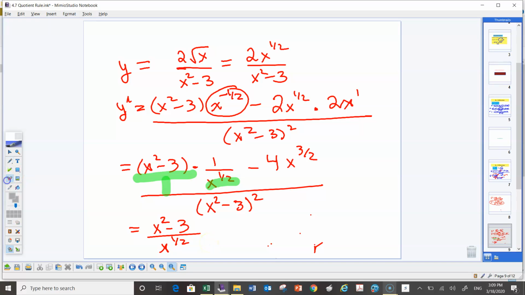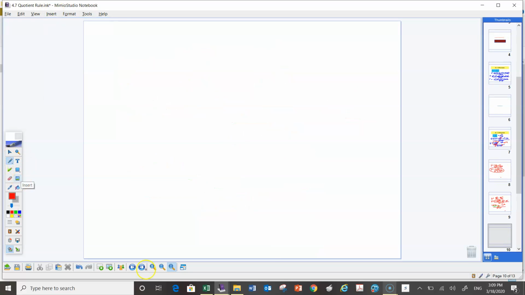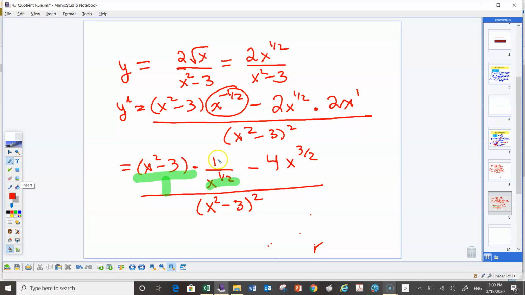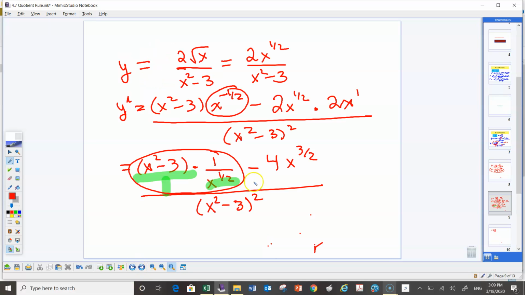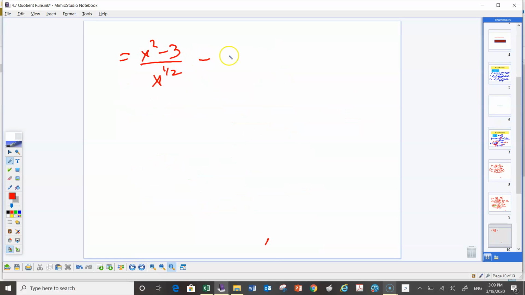And I'm going to run out of room here, so I am going to go to the next page. Sorry about that. So again, when I multiply these together, I'm going to get x squared minus 3 all over x to the 1/2, minus 4x to the 3/2, all over x squared minus 3 squared.